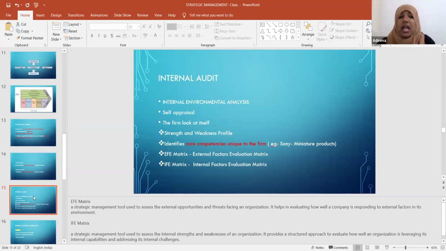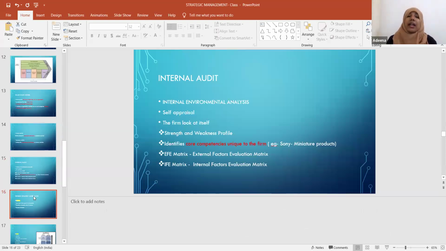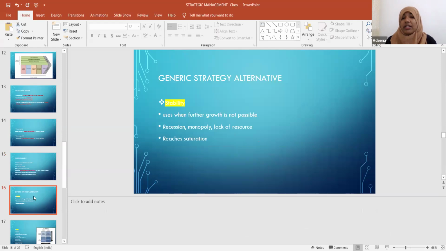EFE metrics is external factor evaluation metrics. External factor evaluation metrics use the internal competencies to deal with the external threats. And IFE, that is the internal factor evaluation metrics, use the internal competencies to deal with the internal threats. So that is clear. And the fourth stage is generic strategy alternative.